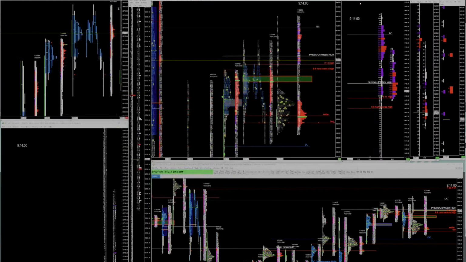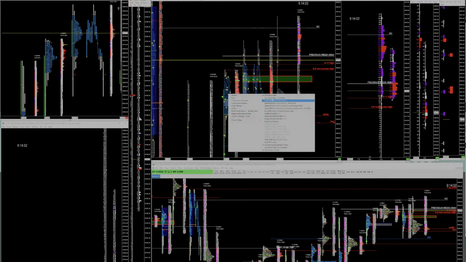This area that we use as a potential support, that's where the market will start to buy here. It was used as a support, intraday support at least, right?